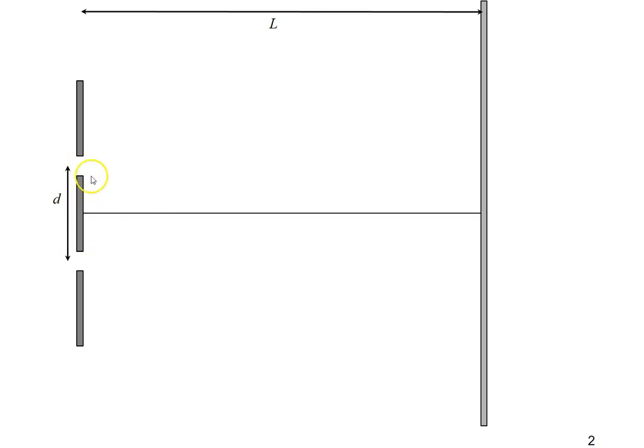This is not drawn to scale. Again, d is going to be on the order of millimeters, and the viewing screens are usually going to be on the order of meters. So this is not drawn to scale, but I need to fit it on the slide. These rays represent the laser beam coming in, and I'm interested in this point P.